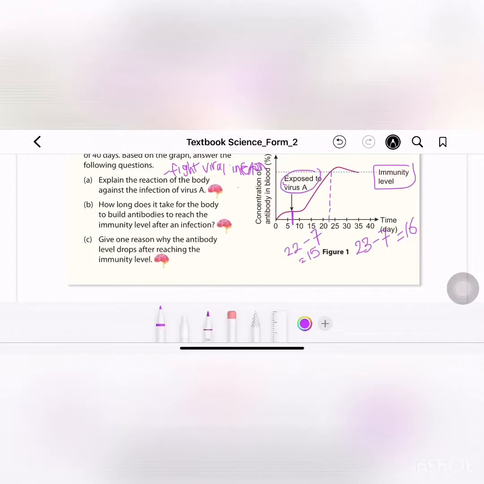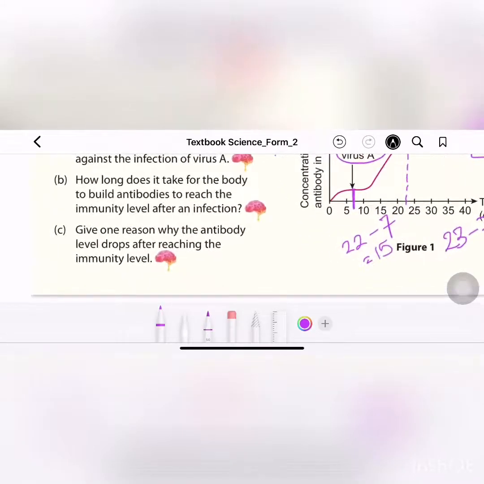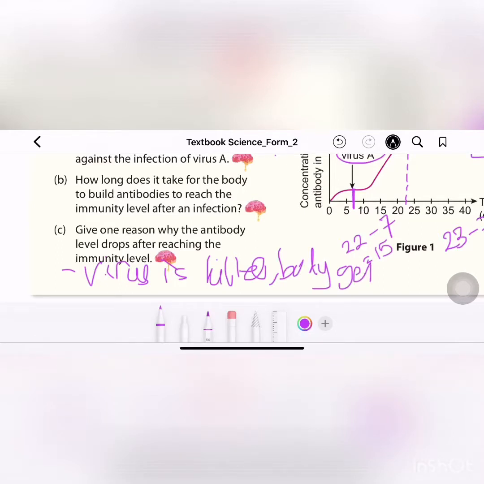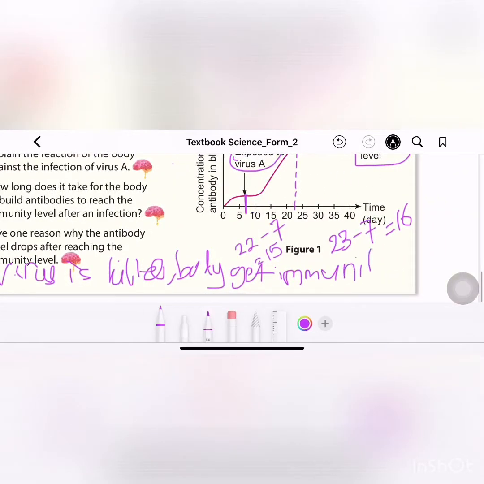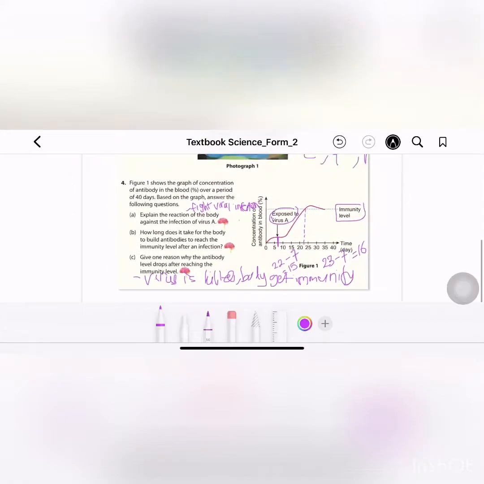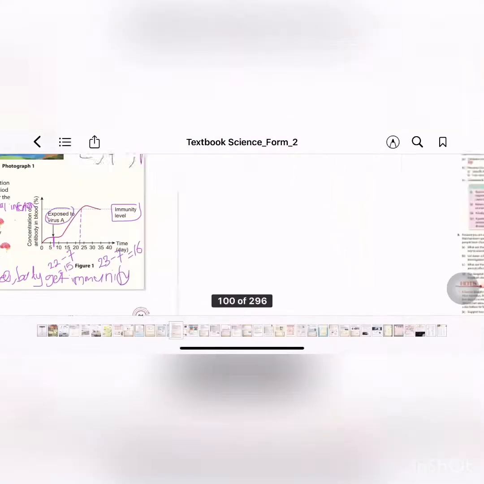C, give one reason why the antibody level drops after reaching the immunity level. This is because the virus is dead already. The virus is killed and the body already gets the immunity against the diseases. Alright, next.